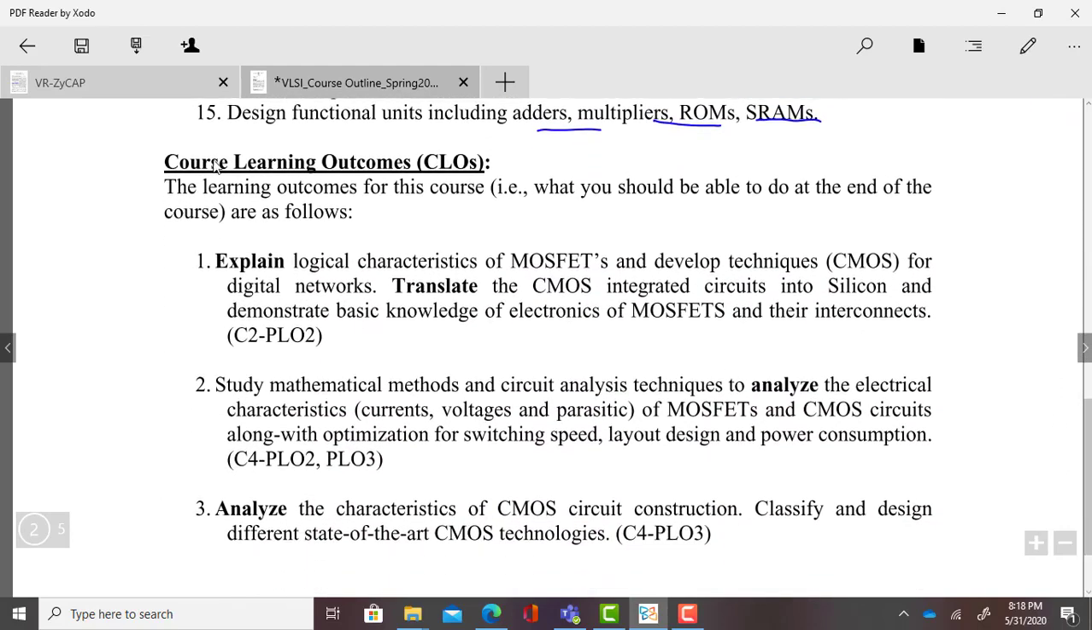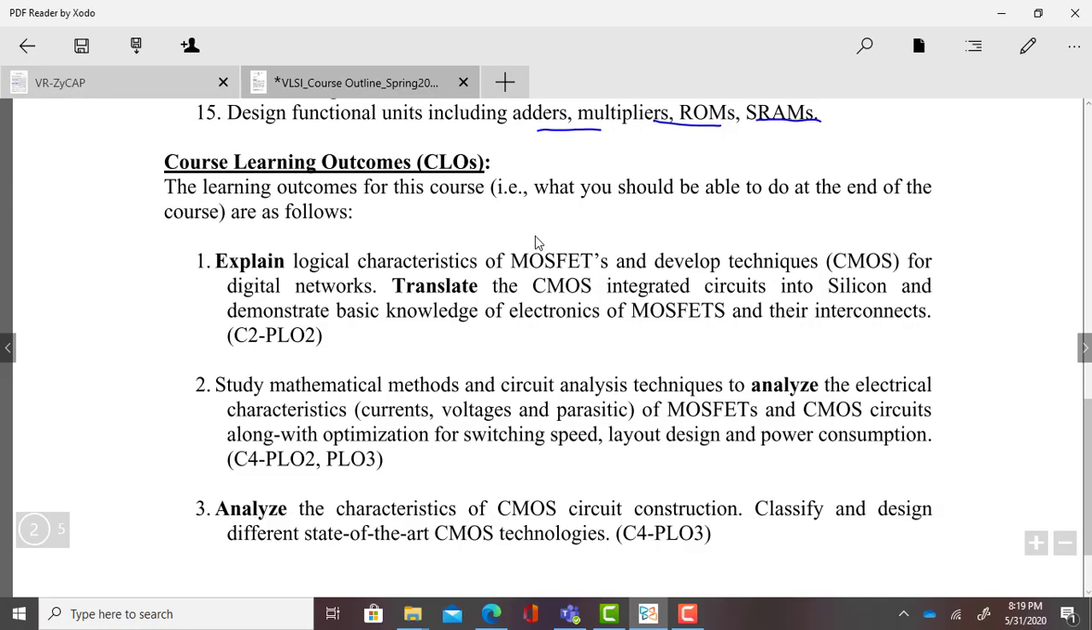And what are the course learning outcomes? So these are CLOs. So this is the list of CLOs. We have 3 CLOs. So the first one is explain the logical characteristics of MOSFET. Again, MOSFET means metal oxide semiconductor field effect transistor. So if you remember from your basic electronics course, you studied BJTs, bipolar junction transistors, and MOSFETs.